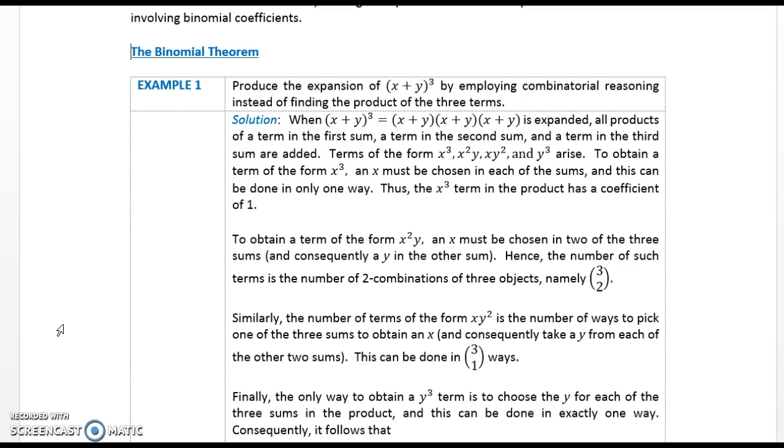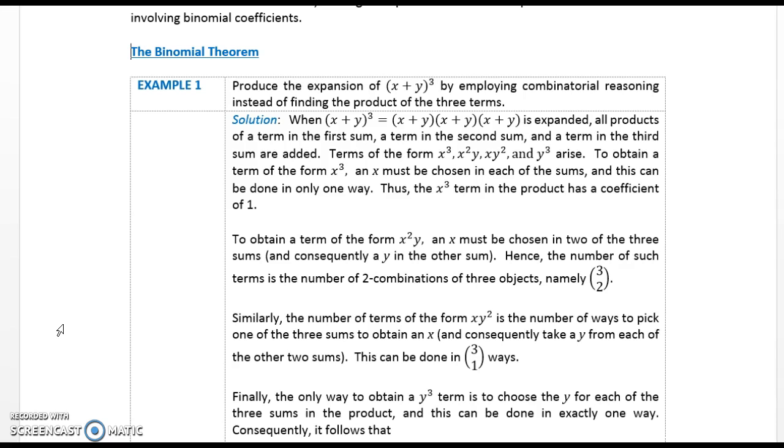When (x + y)^3 is equal to (x + y)(x + y)(x + y) and is expanded, all products of a term in the first sum, a term in the second sum, and a term in the third sum are added. Terms of the form x cubed, x squared y, x y squared, and y cubed arise. To obtain a term of the form x cubed, x must be chosen in each of the sums, and this can be done in only one way. Thus, the x cubed term has a coefficient of 1.